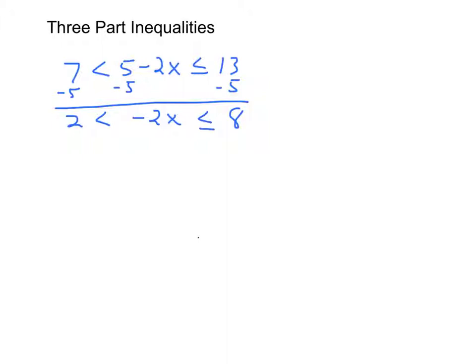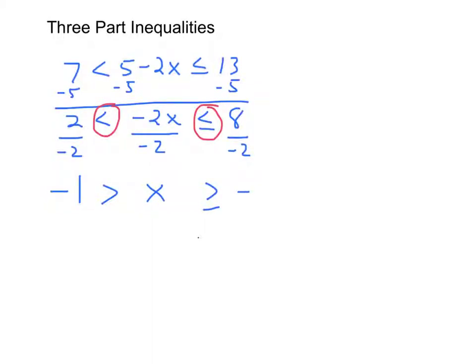And then we'll divide all three sides by negative 2 because we're trying to get that x alone in the middle. Now remember, we're dividing by a negative number right now, which means we have to reverse the inequality symbols here. So the less than would turn into a greater than, and the less than or equal to would turn into a greater than or equal to. And so we're going to end up with negative 1 is greater than x is greater than or equal to negative 4.